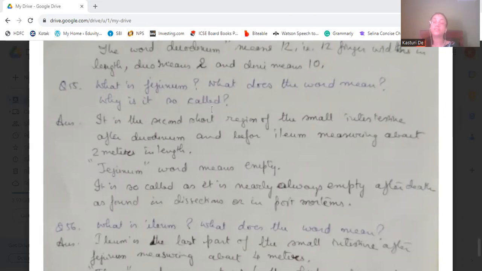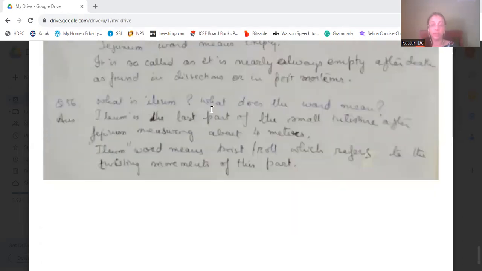Now, what is ileum and what does the word mean? Ileum is the last part of the small intestine after jejunum, which measures about 4 meters. And the word ileum means twist or roll, which refers to the twisting movement of its part, because this part remains coiled, a highly twisted portion of the alimentary canal. So that's why it's known as ileum.